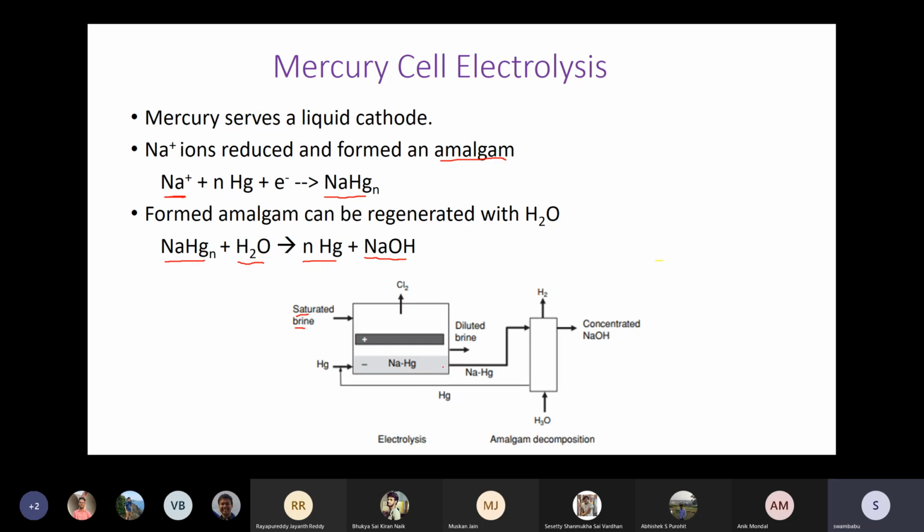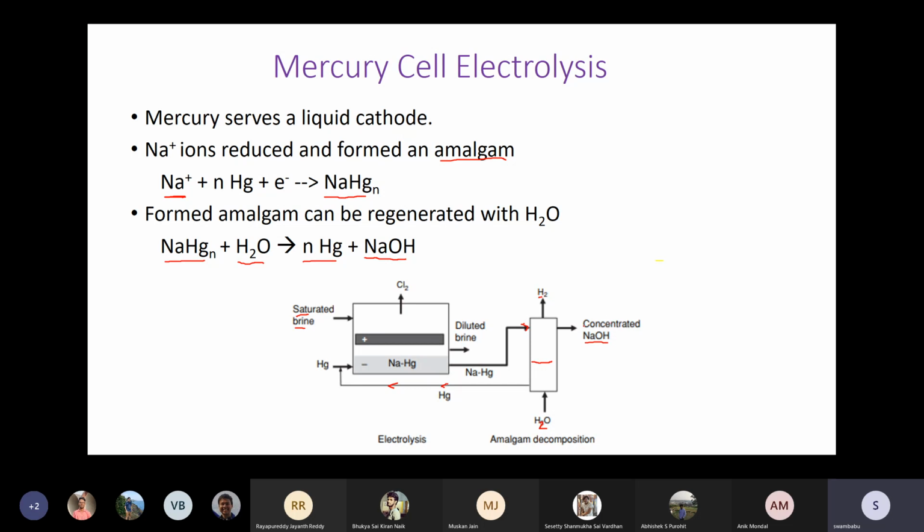So here you can see the amalgam formed in the mercury cell is removed and sent to another column where it reacts with water, H2O, and separates into mercury, NaOH and hydrogen gas. The mercury, being high density, settles and is recycled back. This way we produce chlorine gas, NaOH, and hydrogen.